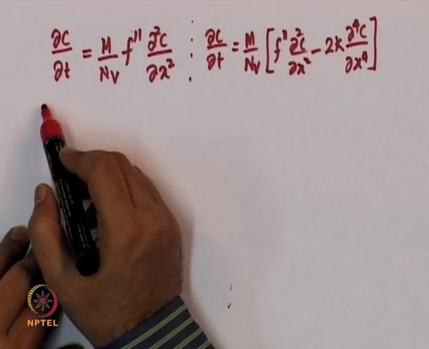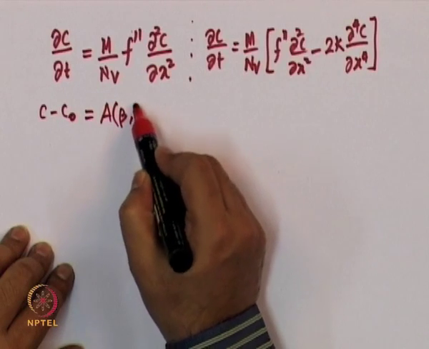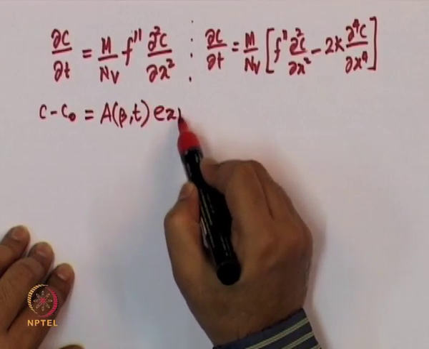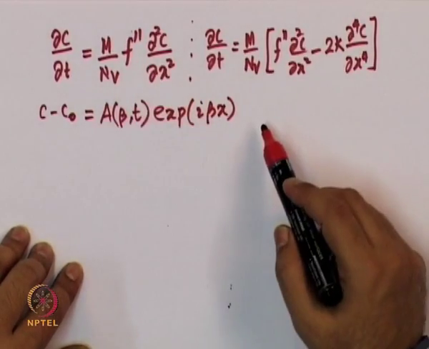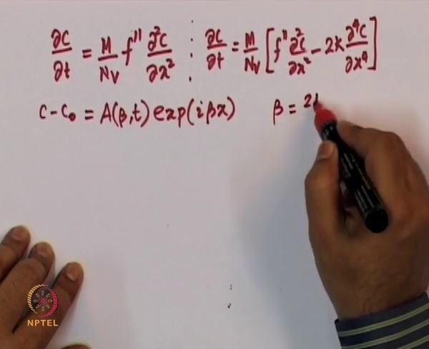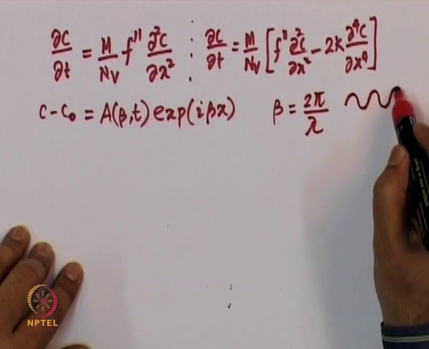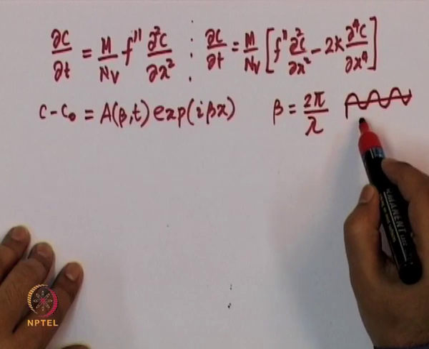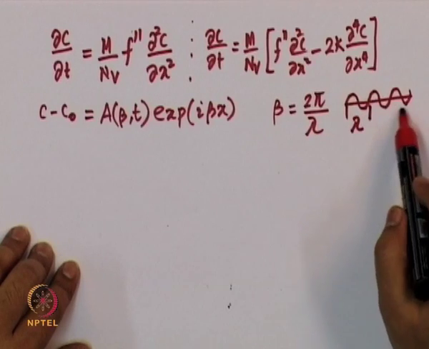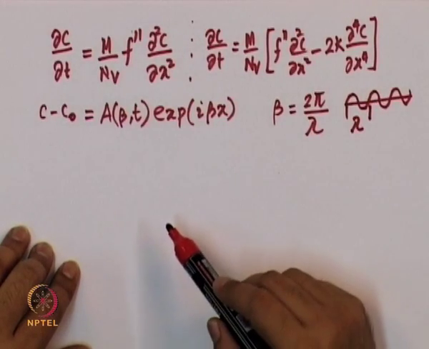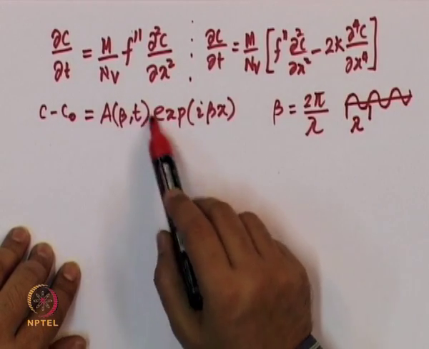I am going to take C minus C₀ equal to A(β, t) exponential iβx as the solution in the two cases. Now, what is β? β is nothing but 2π/λ, where λ is the wavelength of the compositional fluctuation that you are putting. So, let me introduce a compositional fluctuation, which is described by exponential iβx, and with time, A(β) is basically the coefficient.